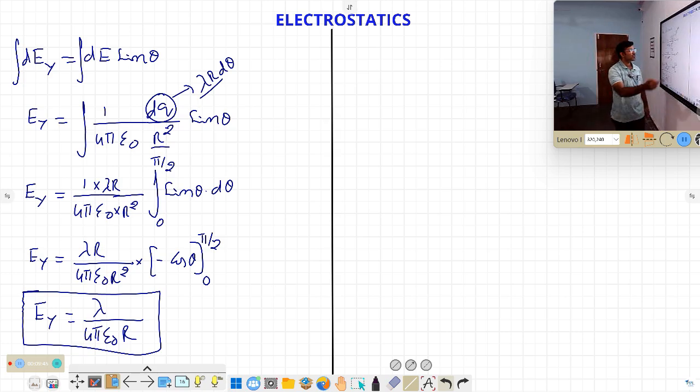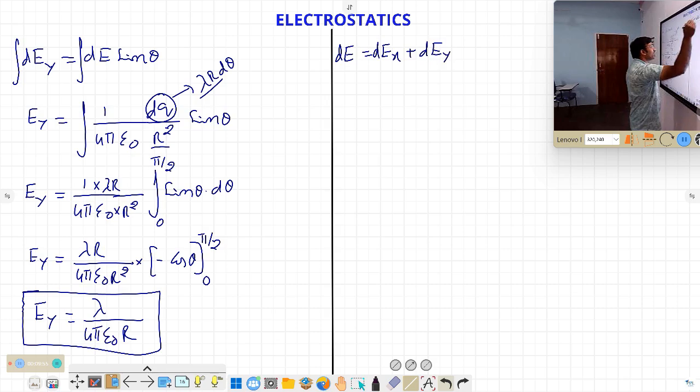So what is the total electric field at that point? The electric field dE is dEx plus dEy, which we already calculated after integration. So the electric field has an x component. What is the x component? The x component is lambda by 4 pi epsilon naught r, plus lambda by 4 pi epsilon naught r.